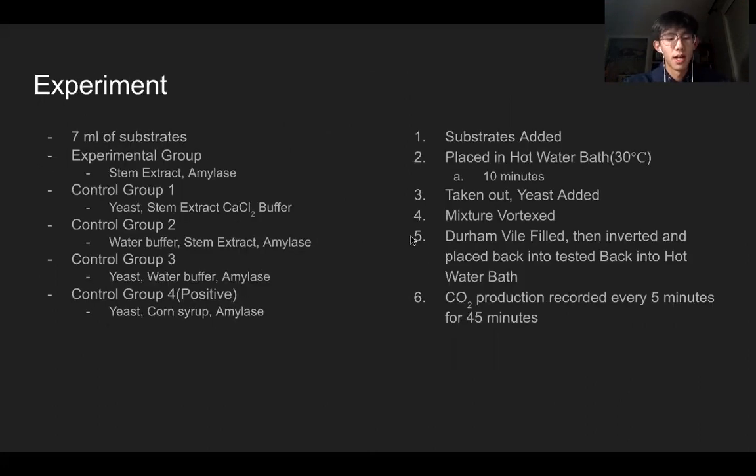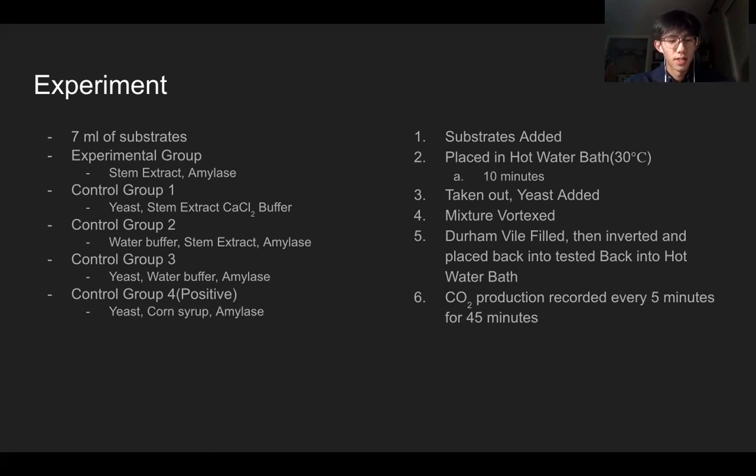In this experiment, we compared our experimental group against 4 control groups. Each group contained 5 milliliters of substrate and 2 milliliters of yeast. Our experimental group contained yeast, corn stem extract, and amylase. It tested to see if amylase would increase the yield of carbon dioxide production, as more carbon dioxide would indicate a higher rate of fermentation and thus more ethanol being made. We measured carbon dioxide production as it is much easier to measure than ethanol production.